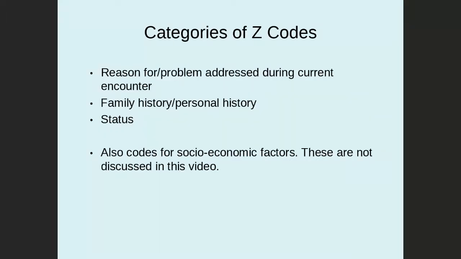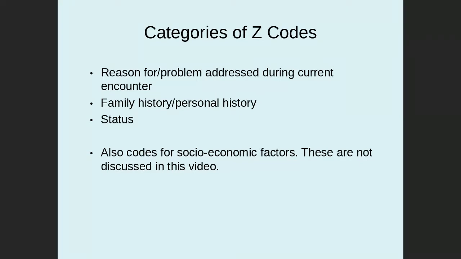So these are the categories of Z codes that I will talk about today. Reason for a problem addressed during the current encounter. So what happens during the current encounter? Maybe it's the principal reason the patient is being seen or not, but first it's something that happened this encounter.